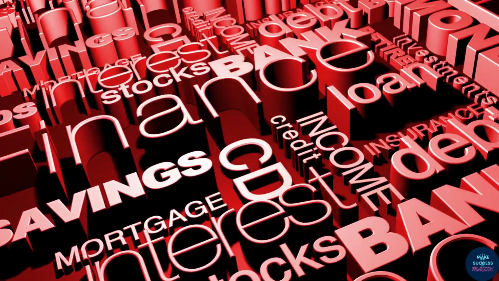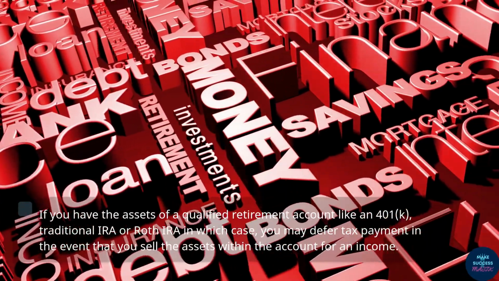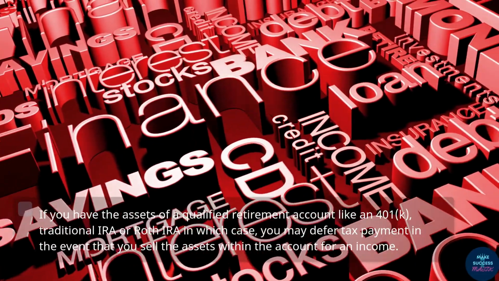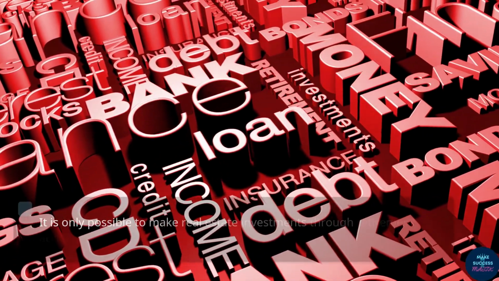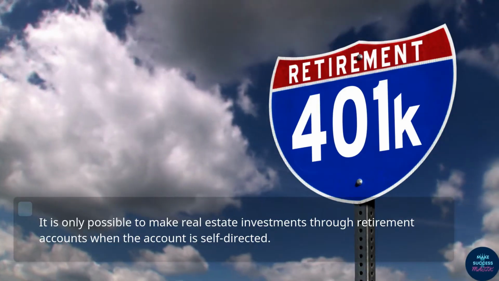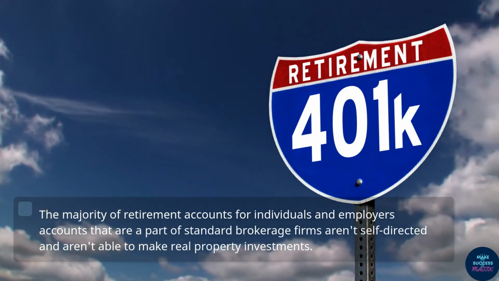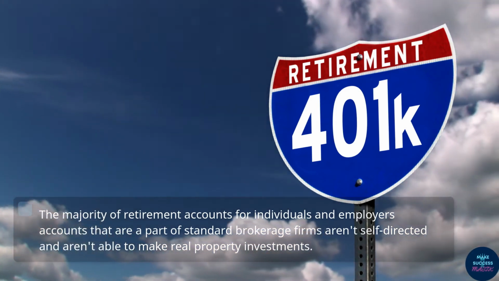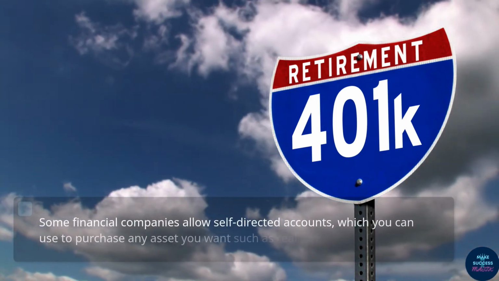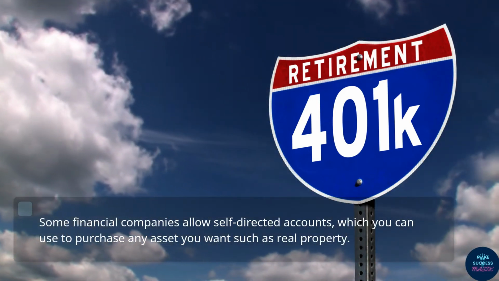Purchase properties using your retirement account. If you have the assets of a qualified retirement account like a 401k, traditional IRA or Roth IRA, you may defer tax payment in the event that you sell the assets within the account for an income. It is only possible to make real estate investments through retirement accounts when the account is self-directed. The majority of retirement accounts for individuals and employers that are a part of standard brokerage firms aren't self-directed and aren't able to make real property investments. Some financial companies allow self-directed accounts, which you can use to purchase any asset you want, such as real property.